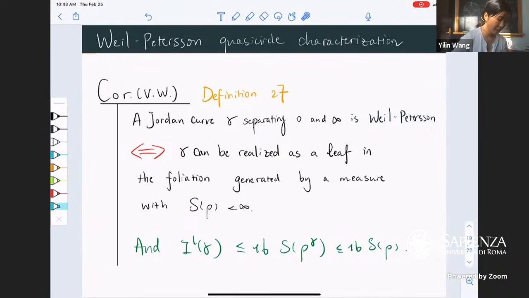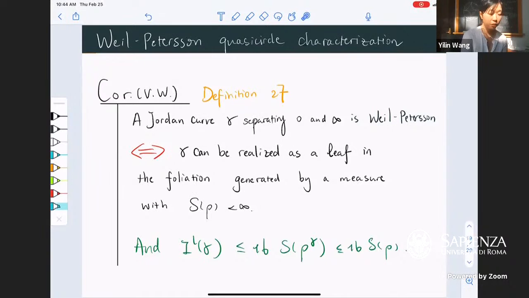It led to definition 27: a curve is a Peterson quasi-circle if and only if it can be realized as a leaf in the foliation generated by a measure with finite Loewner-Kovalev energy. And moreover, the Loewner energy is bounded by 16 times that of this optimal foliation, which gives you a harmonic winding function outside of the curve, whose energy is also smaller than any other measure rho generating gamma as a leaf.